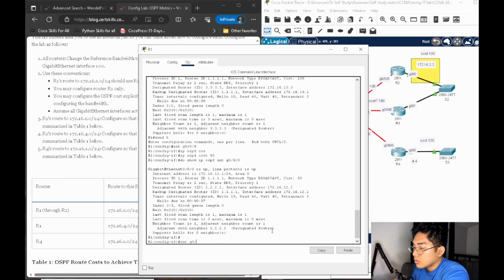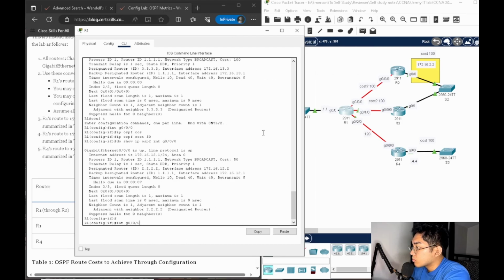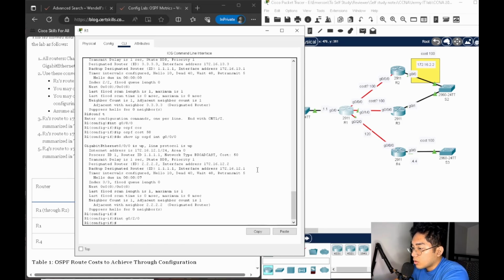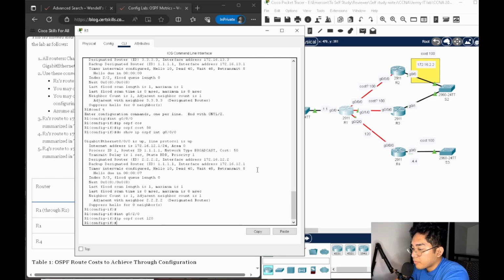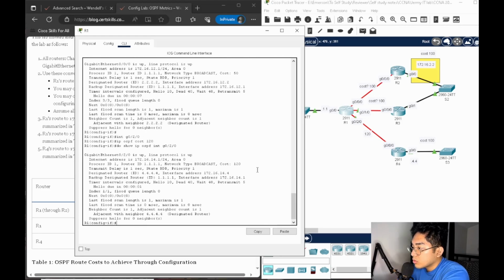Interface G0/2, ip ospf cost 120. Show the interface. Now the cost is 120, so the total cost is 220.